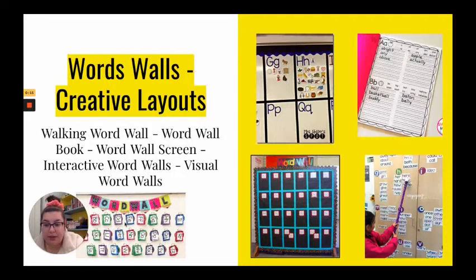And this one down here, I don't know if you can see, but they have little key rings so that you can take off the letter and they have the group of words under there. So that's the interactive or walking word wall.